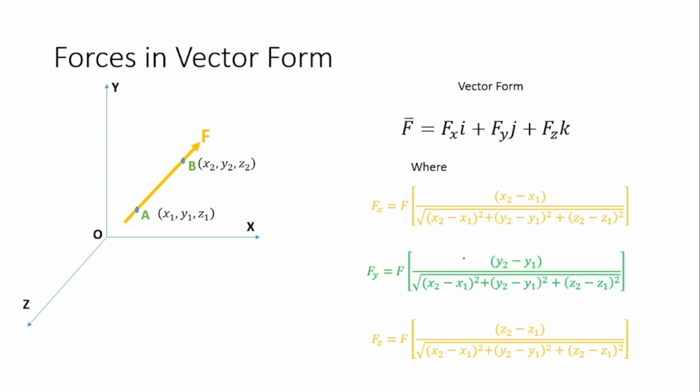If you observe this formula carefully, it consists of the same component: force times 1 divided by the square root of (x2 minus x1) squared plus (y2 minus y1) squared plus (z2 minus z1) squared. The only difference is that for Fx we multiply this by (x2 minus x1), for Fy we multiply this bracket by (y2 minus y1), and for Fz we multiply this bracket by (z2 minus z1). So in this way we can easily remember the formula to convert any force into vector form.